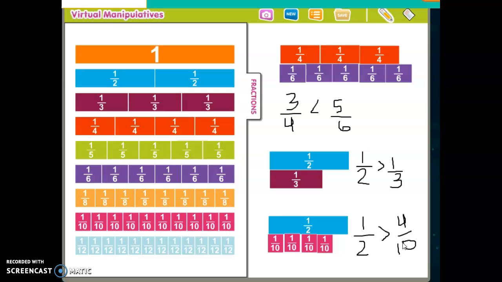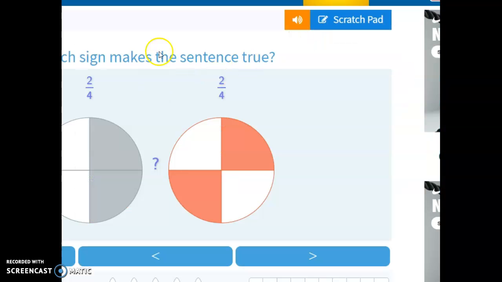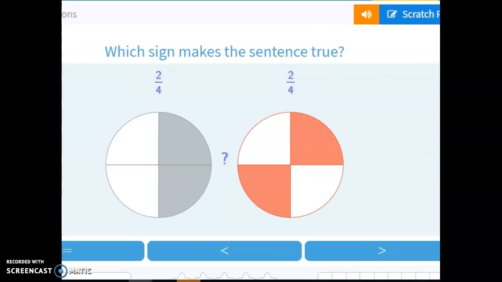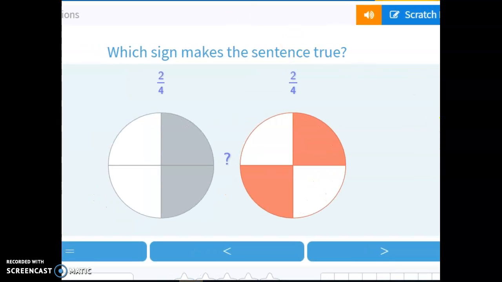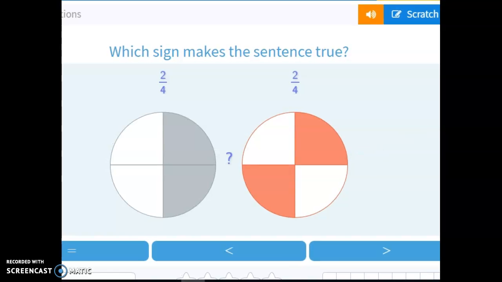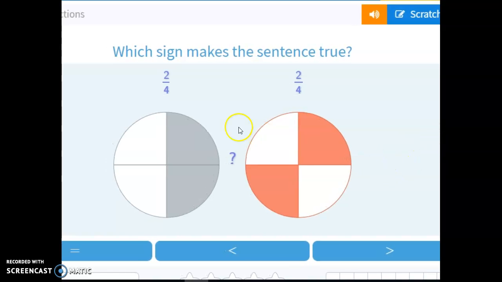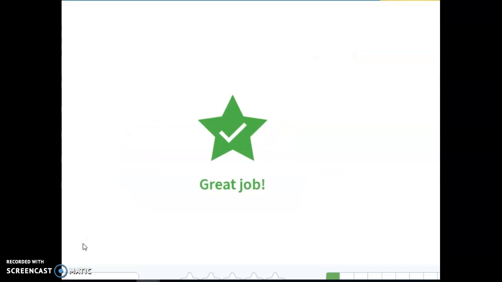Alright, now you guys are going to go to mathgames.com and you're going to practice comparing fractions. They might be equivalent, the same. They might be smaller or bigger. Alright. Which sign makes this sentence true? 2/4 and 2/4. Well, 2/4 here and 2/4 here are equal.